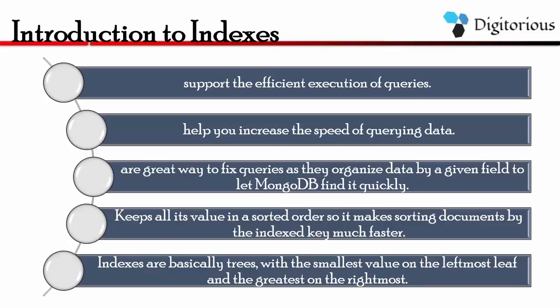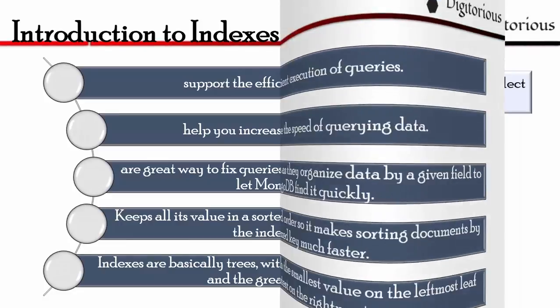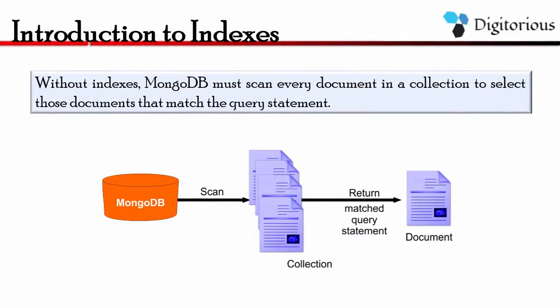Indexes are basically trees which have the smallest value on the leftmost leaf and the greatest on the rightmost leaf, the same as the trees we have in data structures. Without the proper indexes, the only way to satisfy the query is to scan all documents linearly until the query conditions are met. Hence, MongoDB must scan every document of a collection to return a matched document, which simply means scanning the entire collection. Indexes therefore reduce the amount of work required to fetch the documents.